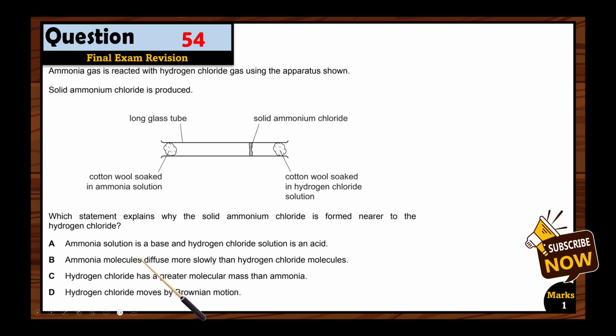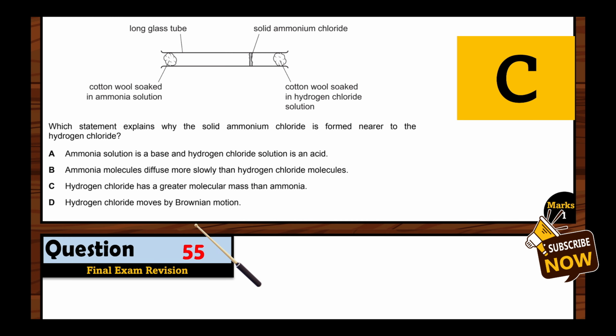Ammonium chloride diffuses more slowly than... that's wrong. Hydrogen chloride has a greater molecular mass than ammonia. Yes, that's right. Hydrogen chloride has a higher molecular mass than ammonia, and that's why you can see that it is diffusing slowly. So this statement, option C, is showing more relevance to the diffusion process. So option C is right. Brownian motion is not part of our syllabus, so I think next time you will not get any option related to Brownian motion.